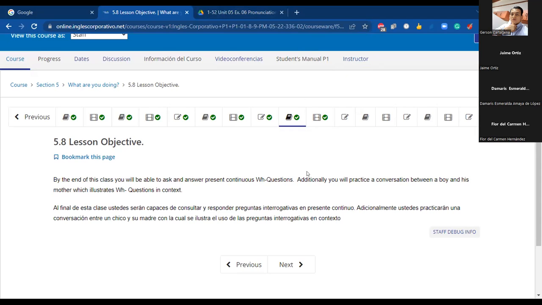Yes, okay, so we have this one. It says lesson: by the end of this class, we will be able to ask and answer questions, WH questions additionally.